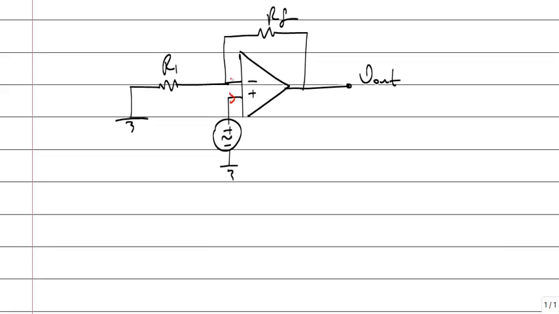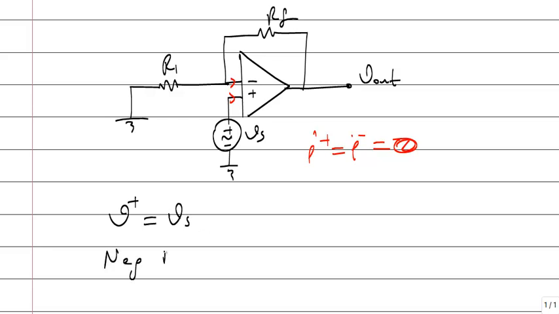What's the current on the inputs? 0, 0. Okay, I know that that's always 0. I minus 0. Now, this is V source. What's the voltage of V plus? V source. Good.